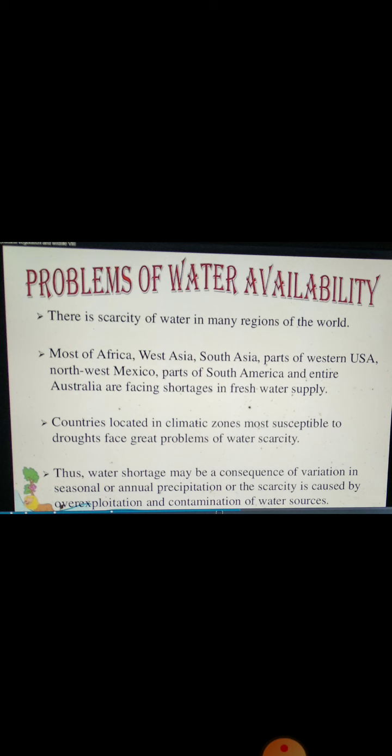Countries located in climatic zones most susceptible to drought face great problems of water scarcity.